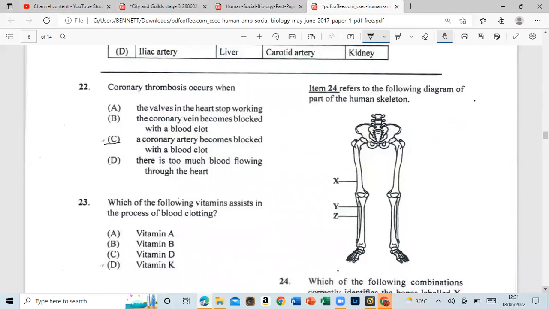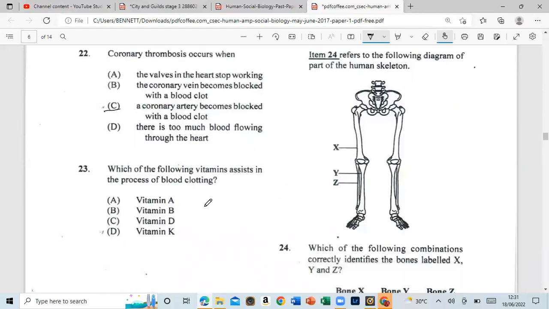Which of the following vitamins assist in the process of blood clotting? Is it vitamin A, vitamin B, vitamin D, or vitamin K? And that's vitamin K.